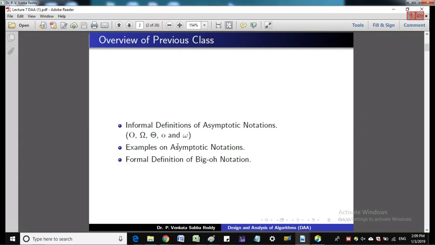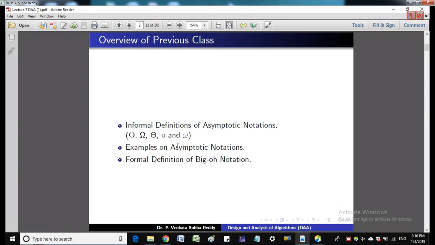If f of n and g of n are two functions, then what is big O of g of n? Big O of g of n is a set which contains all functions in n, say f of n, such that the order of growth of f of n is either equal to g of n or smaller than that of g of n. It is analogous to less than or equal to.